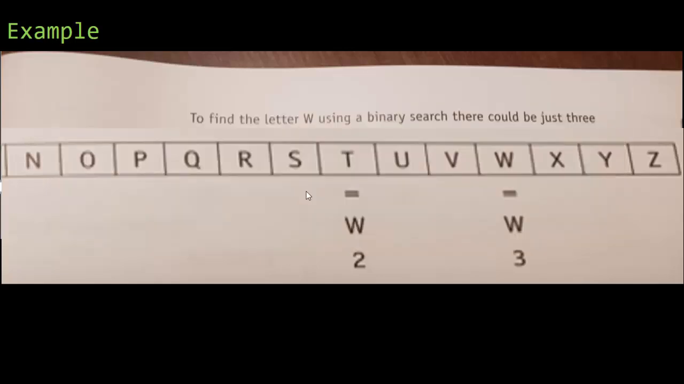If it was less than that, let's say we were looking for P, we check to see if T is equal to P. It's not. So then it would get rid of all these items and we'd be left with N, O, P, Q, R, S. So if the item we're looking for is greater, it's going to discard all the items before that. If it's less than, it's going to discard all the items after that. So let's go ahead and write a program in VB.NET so we can see this in action.